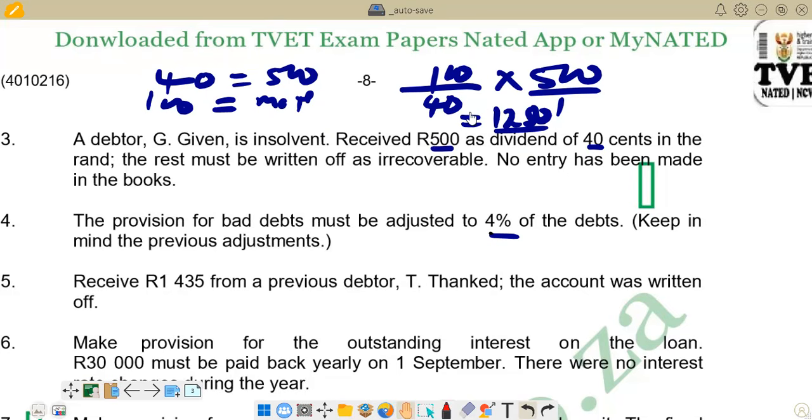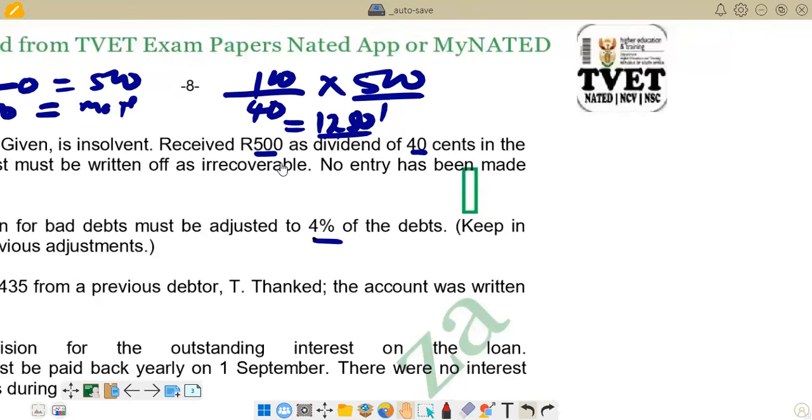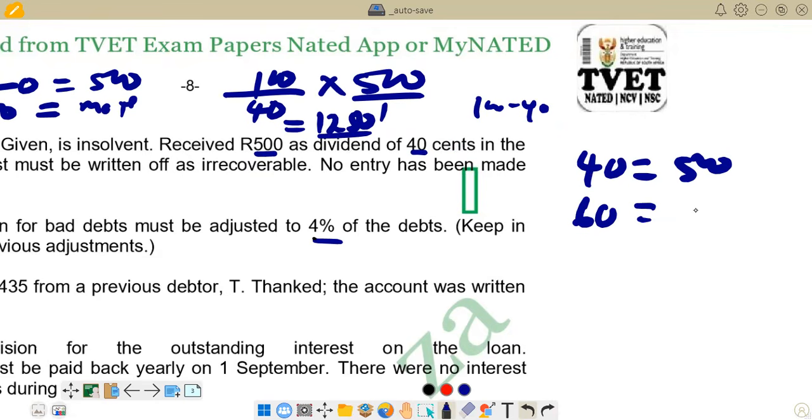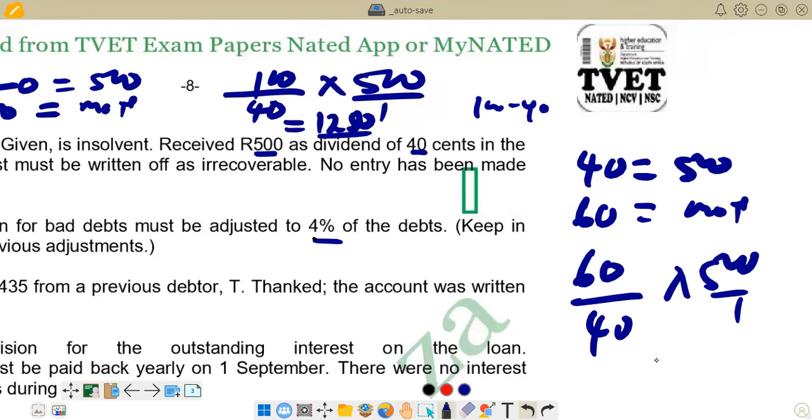Or you can use the proportion again by saying, the other alternative that you can use is, you can say 40 is equal to 500. And then the remainder is the one that was written off, which is 100 minus 40. And we get 60. So 60 is the one that we are looking for. So obviously we want a bigger figure there. What we don't have is the numerator, what we have is the denominator, then we calculate by the given amount. Let's try to calculate that one. You get 750.